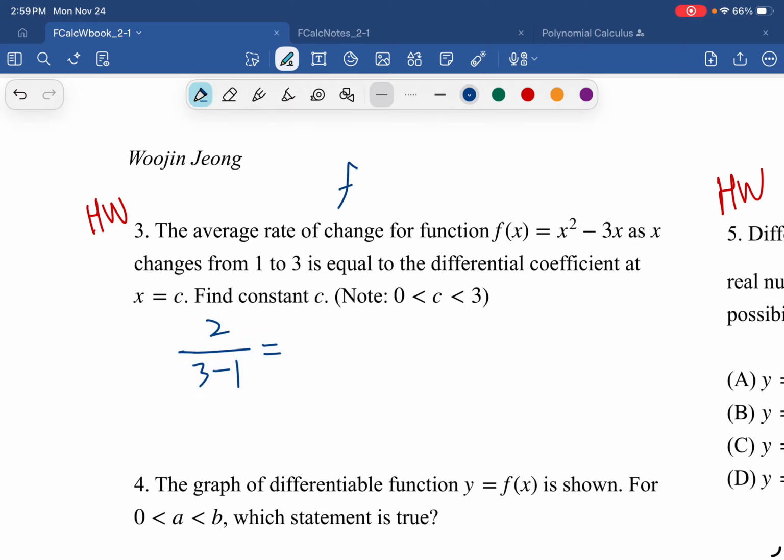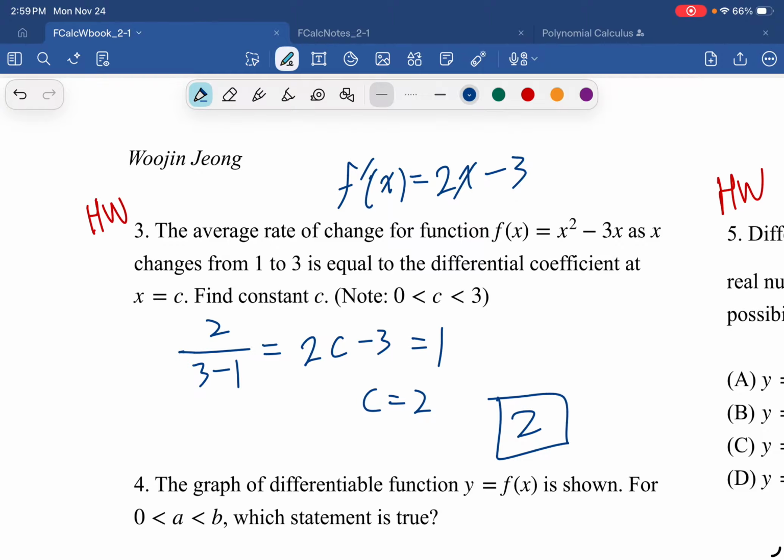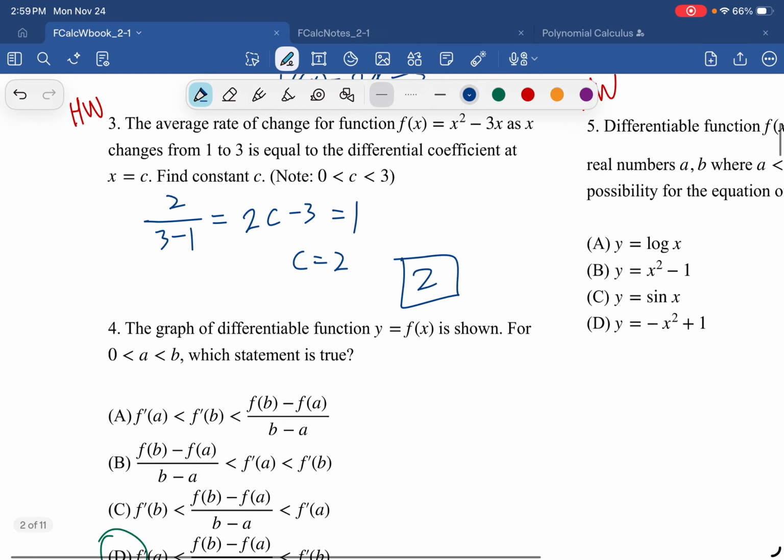So we can calculate f prime of x. Remember, the power goes down and it decreases by 1. Same thing here. So f prime of x is 2x minus 3, and f prime of c is going to be 2c minus 3. So 2 over 2 is 1, so that has to equal 1. All right, so c has to equal 2.